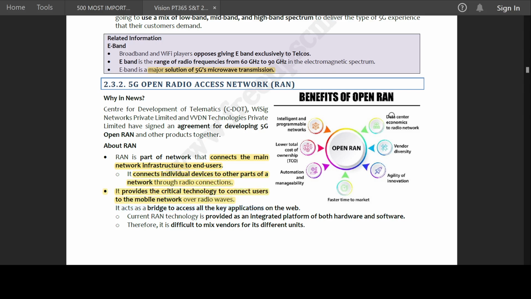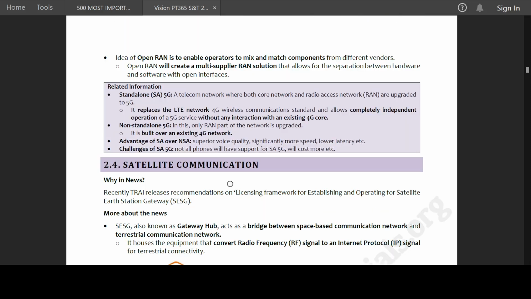Benefits of Open RAN: data center economics to radio network, vendor diversity, agility of innovation, faster time to market, automation and manageability, lower total cost of ownership, and intelligent and programmable networks. Idea of Open RAN is to enable operators to mix and match the components. Open RAN will create a multi-supplier RAN solution.